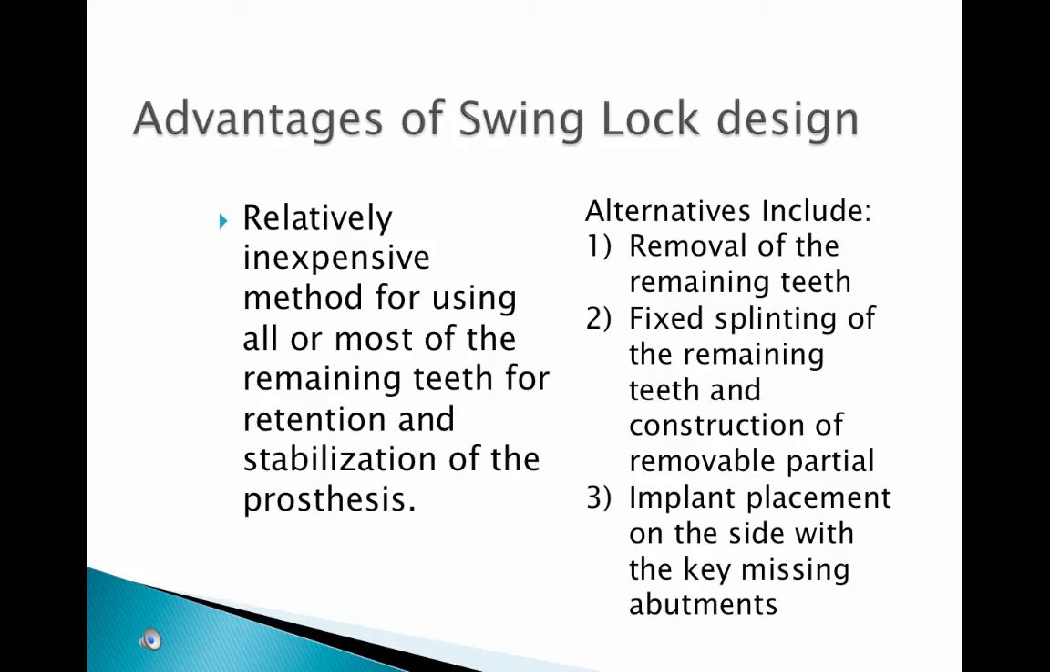An advantage of using the swing lock RPD is that it's a relatively inexpensive way of using all the remaining natural teeth for retention and stabilization of the prosthesis, and there's a limited amount of teeth. It's also used when the alternative may only include 1, removal of all the remaining natural teeth; 2, you would have to splint all the remaining natural teeth in order to provide a regular removable partial denture; or 3, implant placement would be necessary to gain the proper retention and stabilization of the conventional prosthesis.